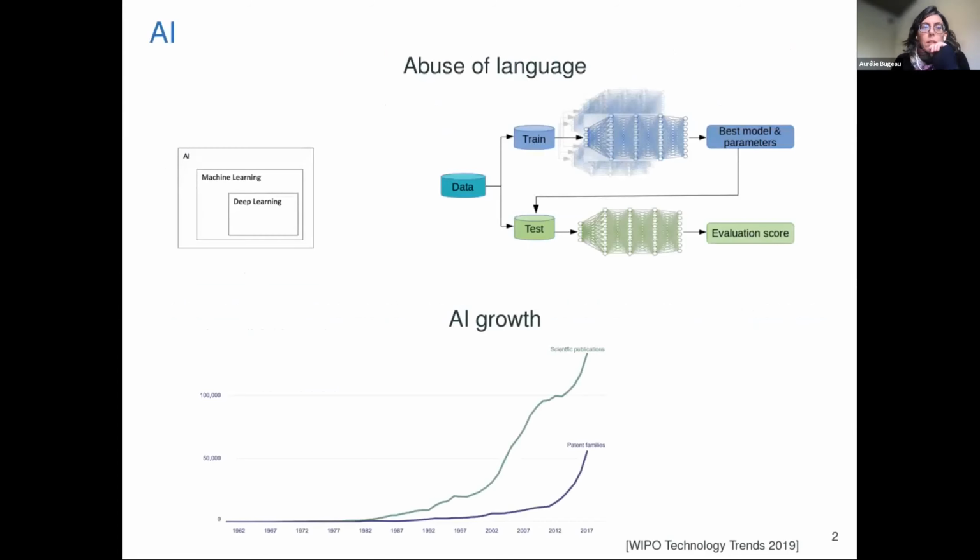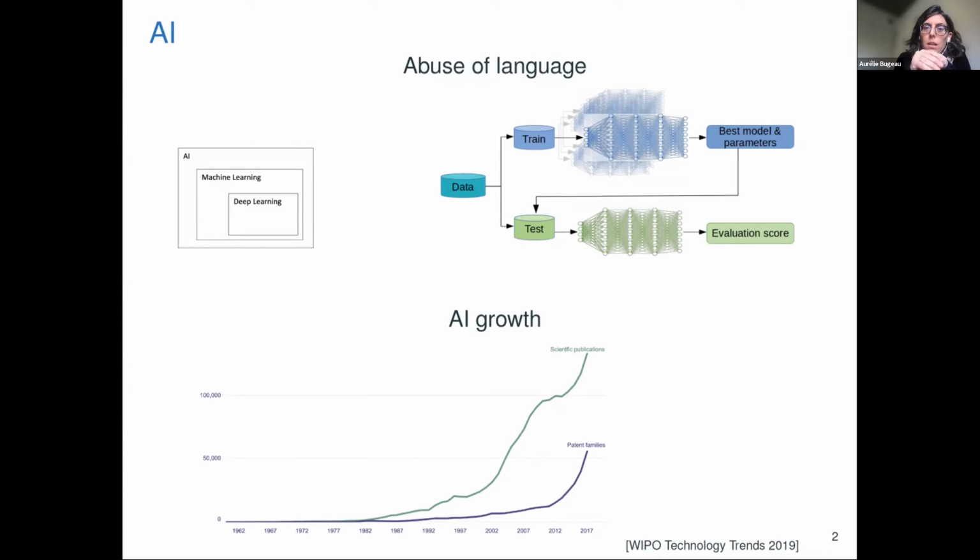In all my talk, we will mostly talk about a small part of AI, so we kind of do an abuse of language. In my talk, I'm focusing more on machine learning and more precisely deep learning systems that work by training huge models on data. So it's not all AI, it's really a small part of it.